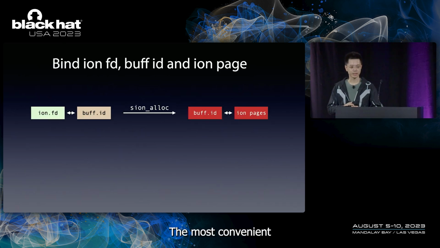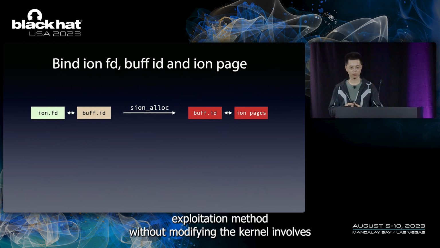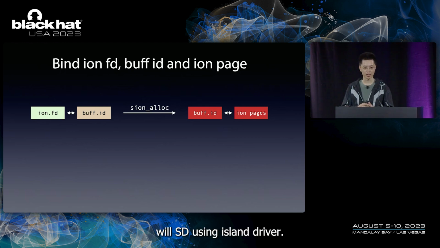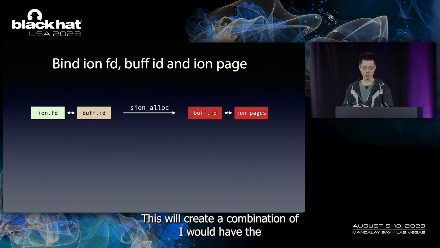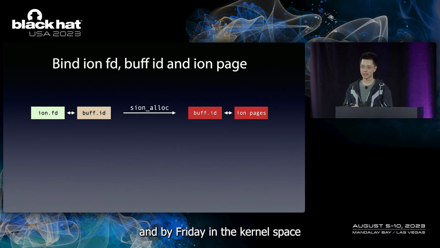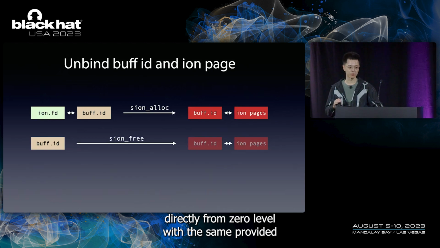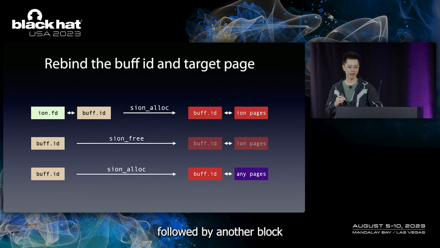The most convenient exploitation method without modifying the kernel involves first allocating a DRM-masked ION FD using the ION driver. This will create a combination of ION FD and buffer ID in the kernel space. Then we invoke SION free directly from EL0 level with the same buffer ID, followed by another SION alloc with any physical pages we specified.